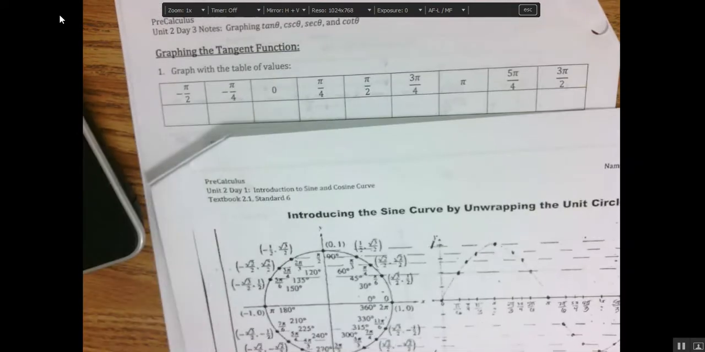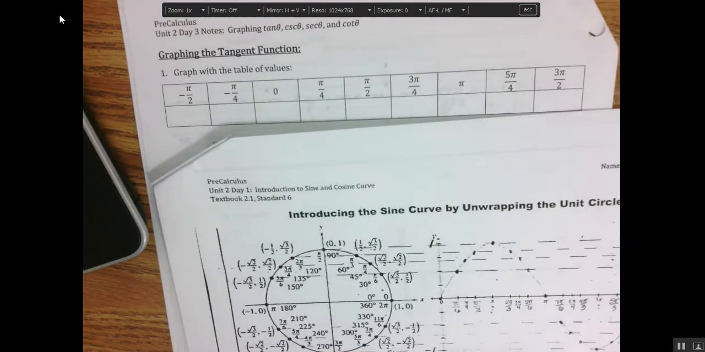Okay, we're going to start graphing tangent. We're going to make a table of values. How do you find the tangent from the coordinate on the unit circle? x, y over x. It's the y divided by the x. Good. All right, so let's split this up so that we can get it done more quickly, okay?